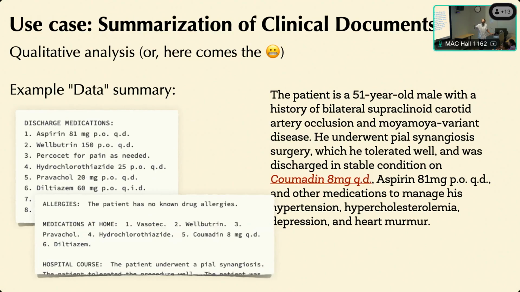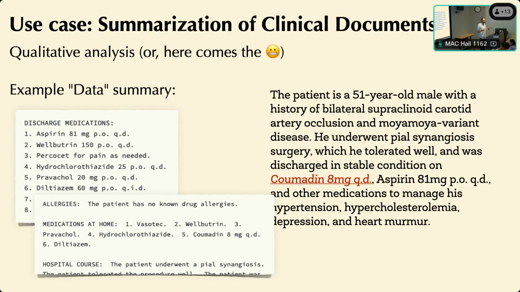Now, when he showed up, he was on Coumadin. His medications at home included Coumadin. In the long note, it talks about how they stopped his Coumadin. So the summary basically made something up. And it made something up that is unfortunately very plausible, but it is wrong.